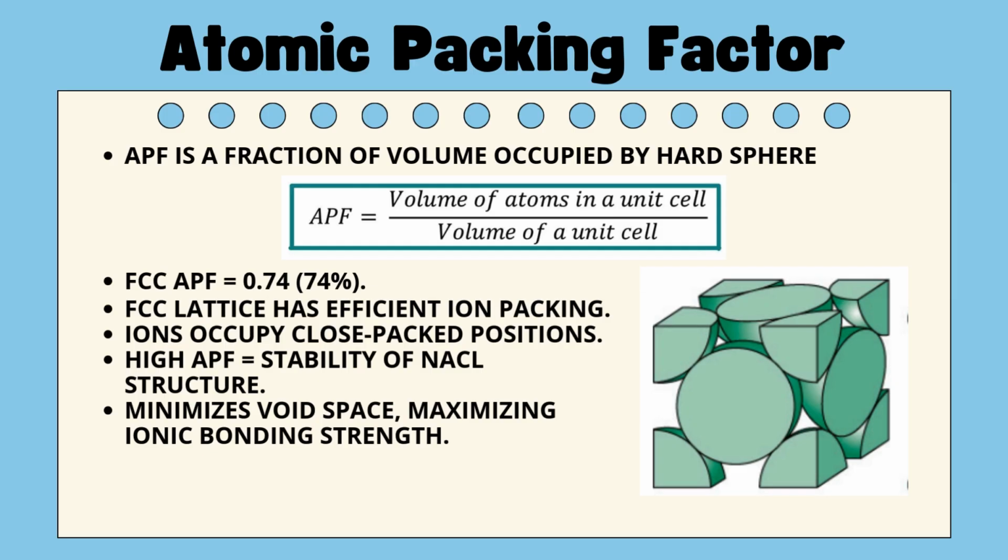The result for FCC is 0.74 or 74%, meaning 74% of the unit cell's volume is occupied by ions, while the remaining 26% is empty space. This high packing efficiency is due to the close-packed arrangement of ions in the FCC lattice. Each ion is surrounded by 6 oppositely charged ions, ensuring the structure is both compact and stable. A high APF contributes to the stability of the NaCl structure by minimizing void space and enhancing the ionic bonding strength between sodium ion and chloride ion.